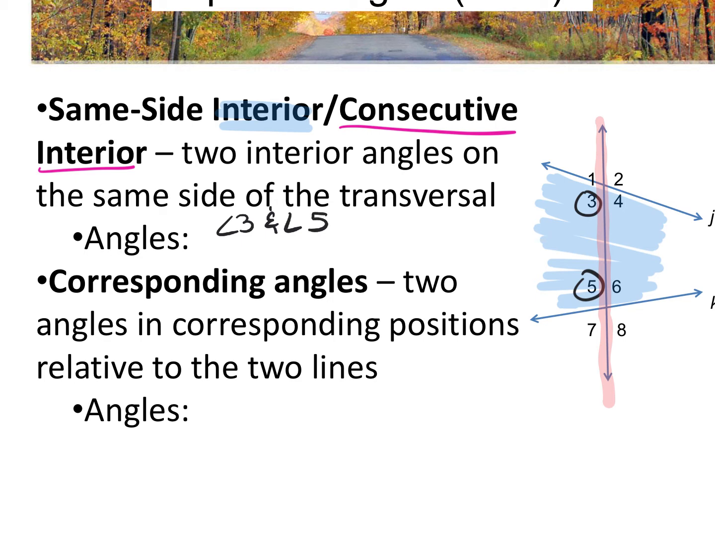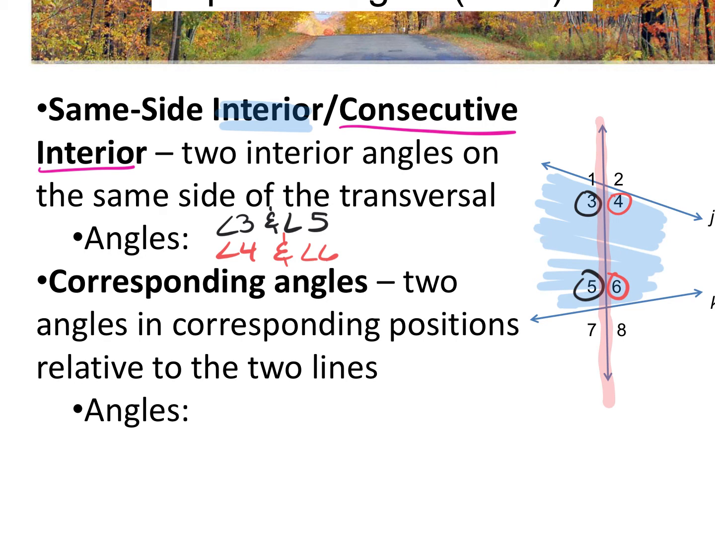Then I have another pair. I also have 4 and 6 are also same side interior or consecutive interior. Now what we're going to learn tomorrow when the lines are parallel, these angle pairs are going to be supplements, but we're going to see that coming tomorrow. Then the last vocab word is called corresponding angles. And these are two angles in corresponding positions relative to the two lines.